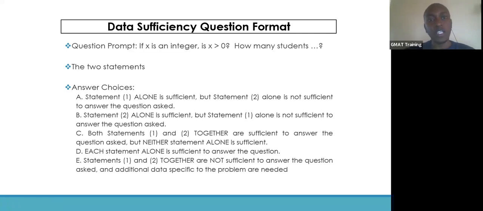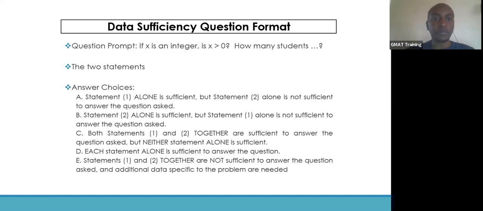The first thing is the question prompt. For example, "If X is an integer, is X greater than 0?" or "How many students?" These are the two types of data sufficiency questions we'll be having. "Is X greater than 0?" is a yes or no question. "How many students?" is a request for a specific value, a specific quantity, so this is a value question. So there are yes/no questions and value questions.